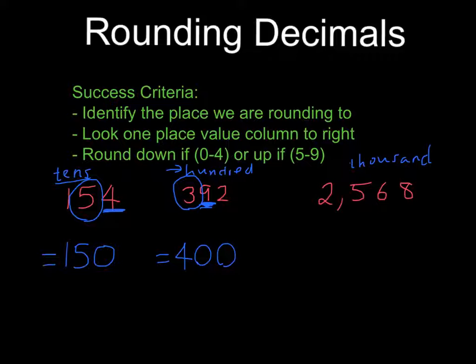The last one, we're rounding to our nearest 1,000. So the 2 is in the 1,000 column. And let's look to the right. You can see in this case that the next number is a 5. So in this case, the 5 tells us it is awkward because you might think it is in the middle, but 5 or above, you always round up. So the nearest 1,000 to this number is 3,000. Let's apply this to some decimals.